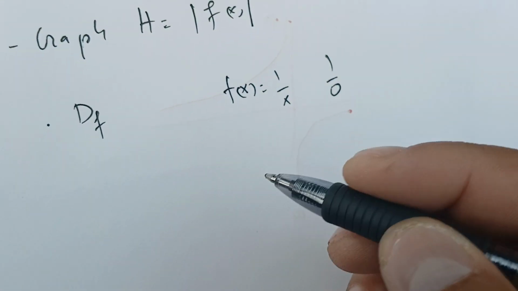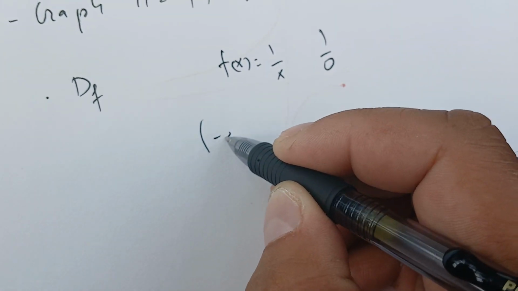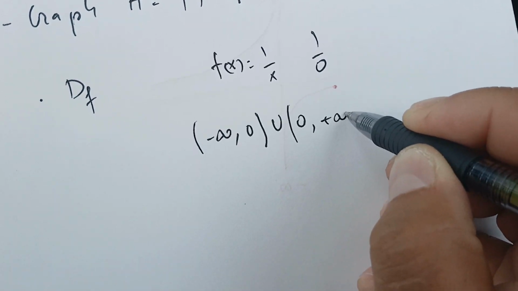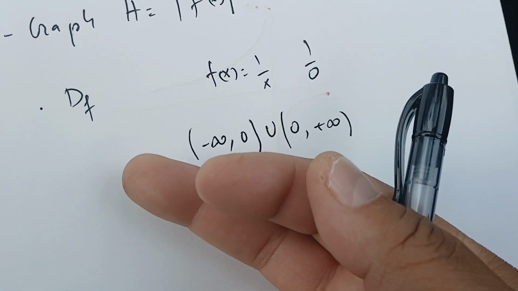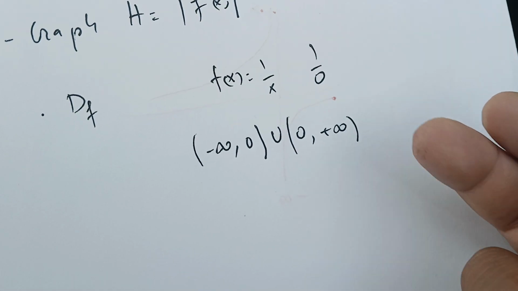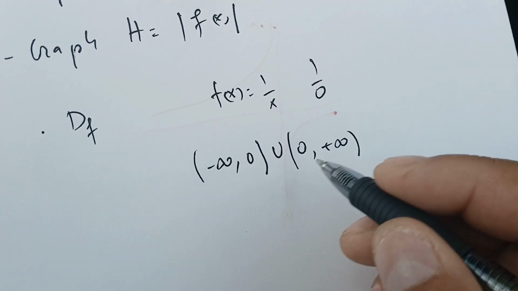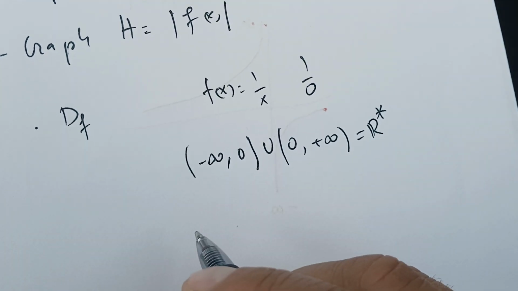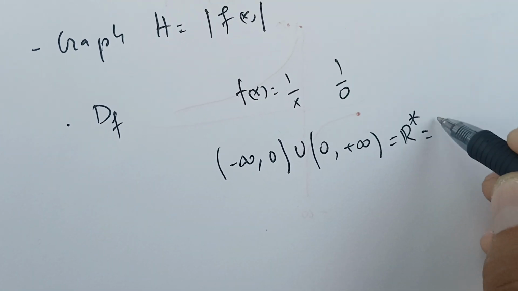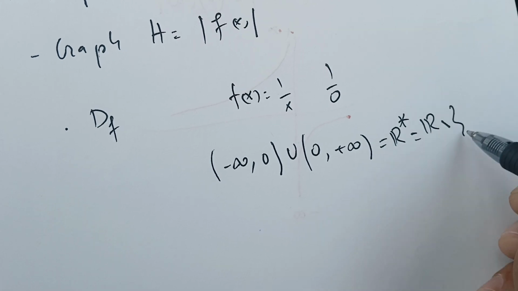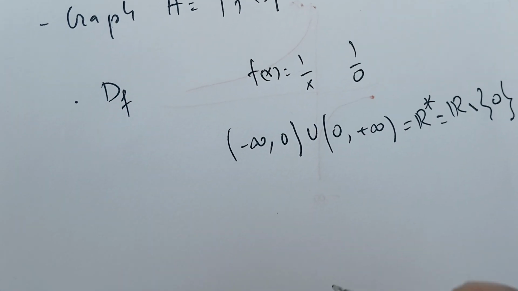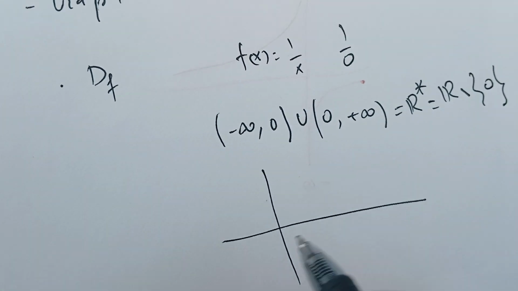So in this case, the domain is minus infinity to 0, and 0 to infinity. We're basically taking 0 from the left and 0 from the right. We can write this as R star, or sometimes we can write it as R minus 0. It's the same thing. Okay, so now we graph f.